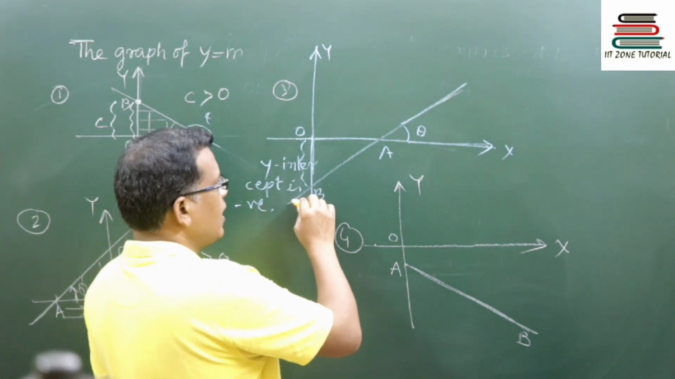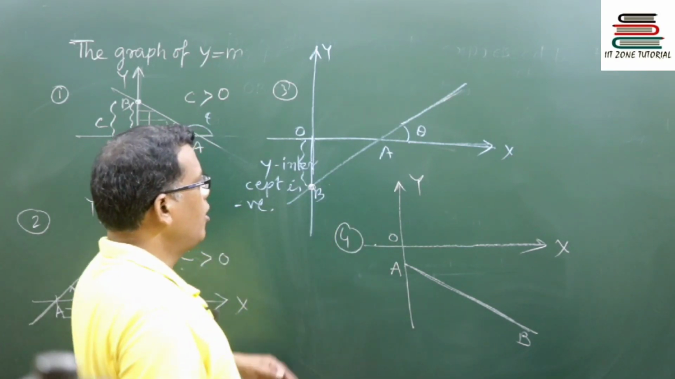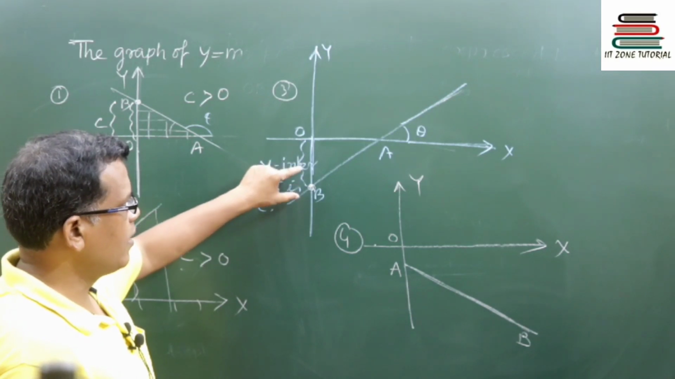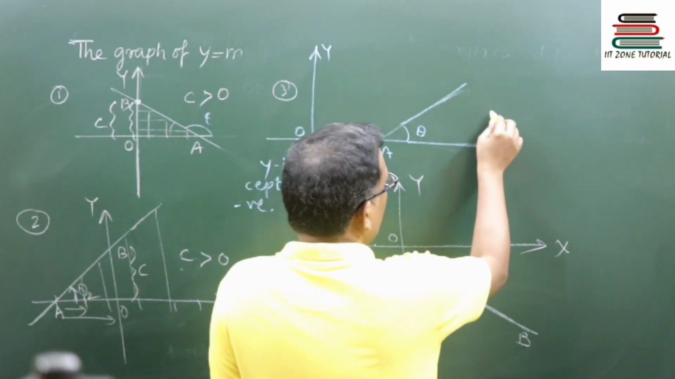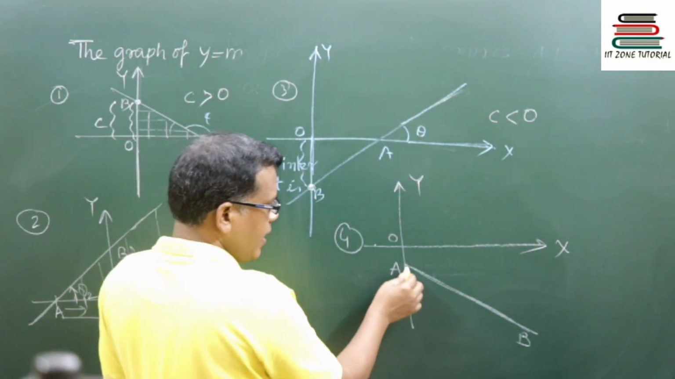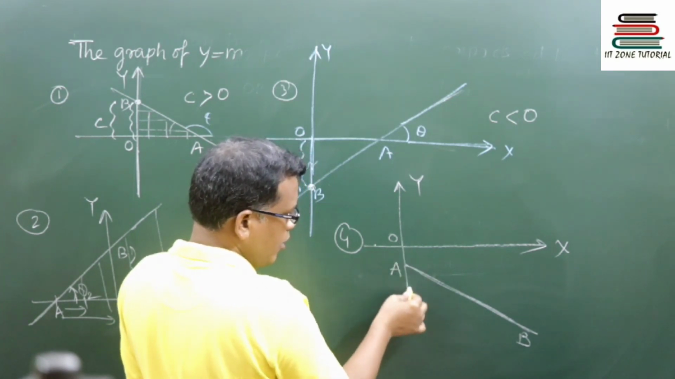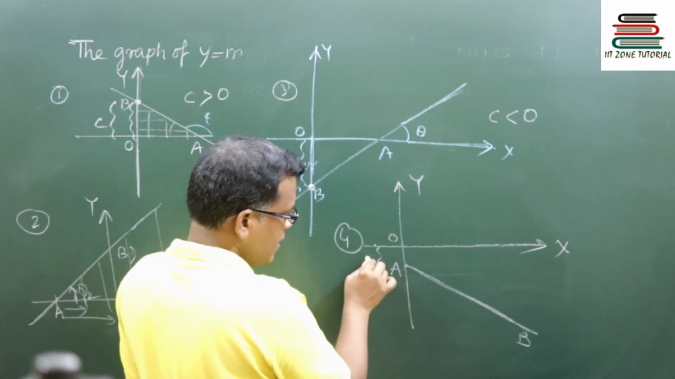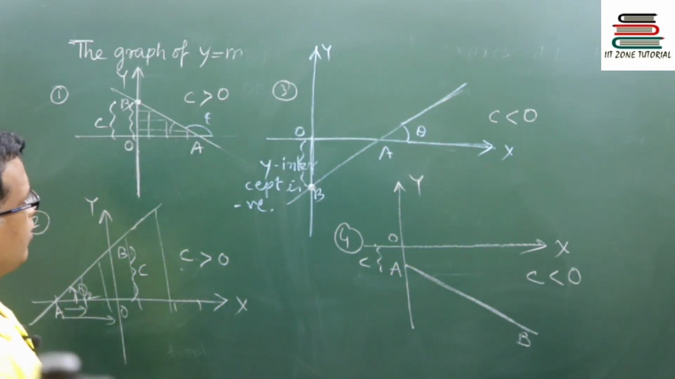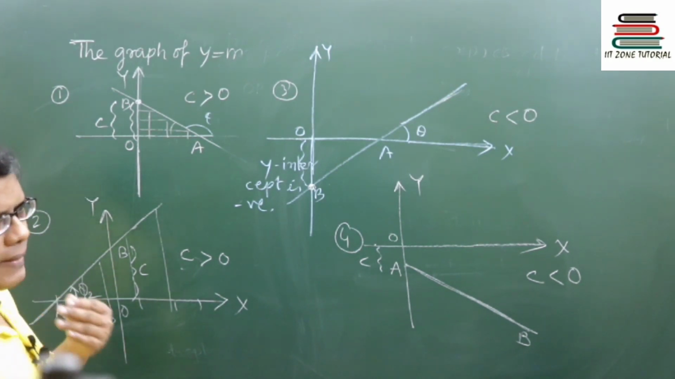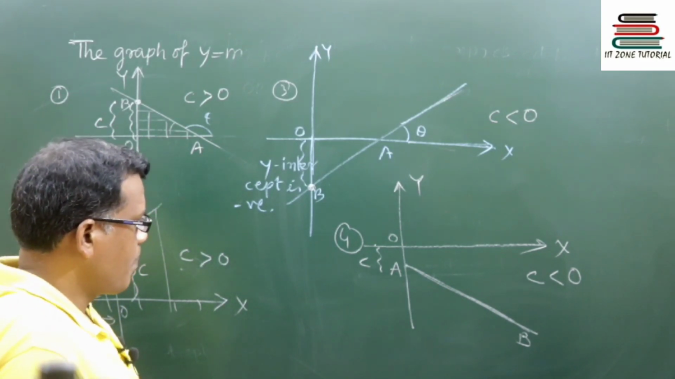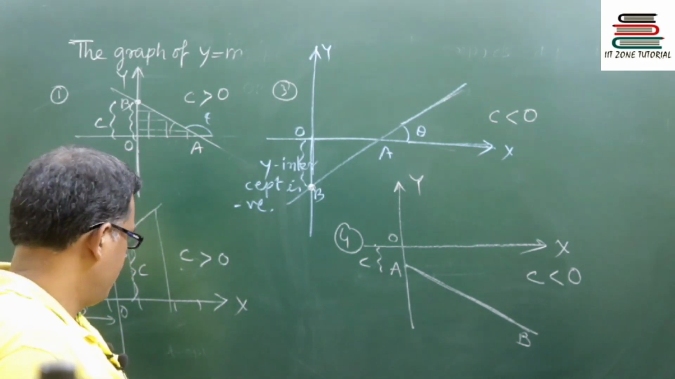In this case you can see the line is cutting the y-axis at somewhere which is below the origin, isn't it? It is cutting the y-axis at B, which is below the origin. So this time the y-intercept C is negative. In this case also I can see the line is cutting the y-axis below the origin, right? This is the C. So here also C is negative. So are you understanding the meaning of y-intercept positive and y-intercept negative? Is that okay?